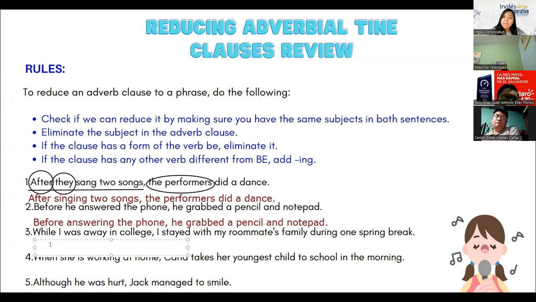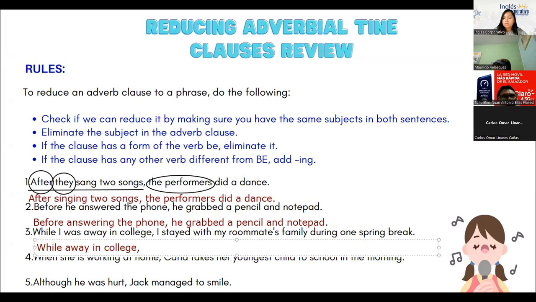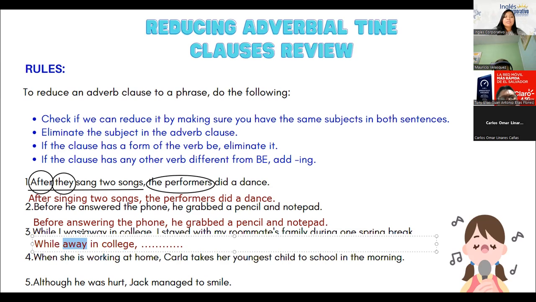Ahora, ¿tenemos verbo aquí? No, no tenemos. Solo tenemos un noun. Entonces no tenemos que agregar nada. Solo quitar lo que la regla nos dice y dejar lo que le sigue. Away es un noun, es como un nombre. En este caso no es un verbo. Entonces, every time that you don't have a verb y podamos reducir la oración, usted solo deja lo que le sigue después del verbo to be o después del sujeto. Es lo que vamos a hacer. Y aquí queda, while away in college, I stay with my roommate's family during one spring break.